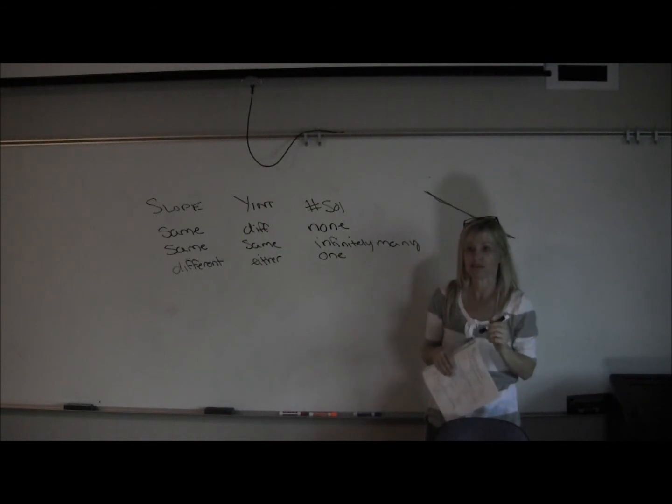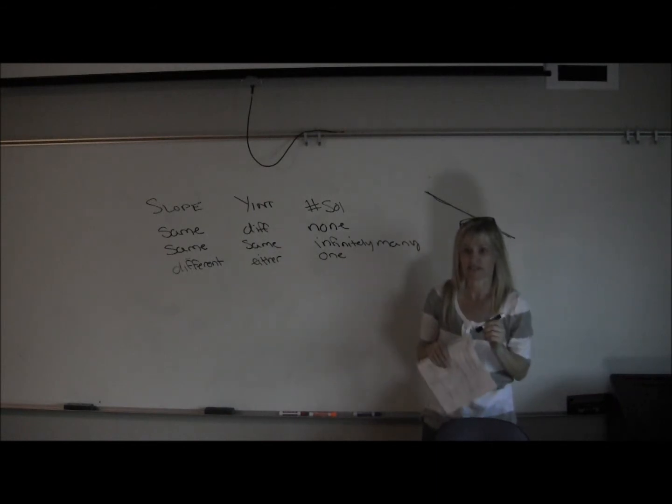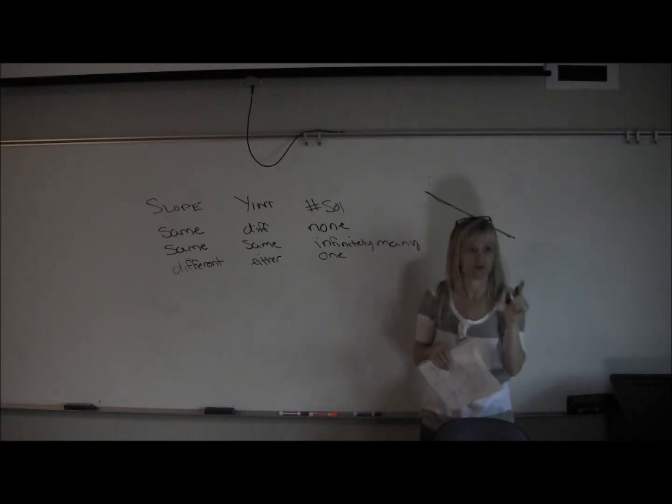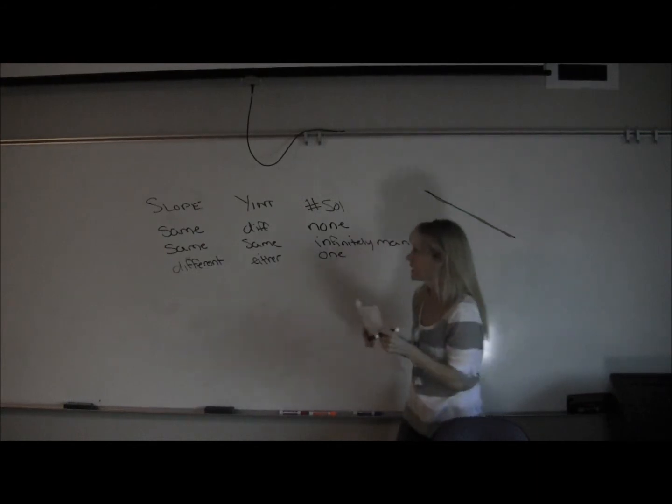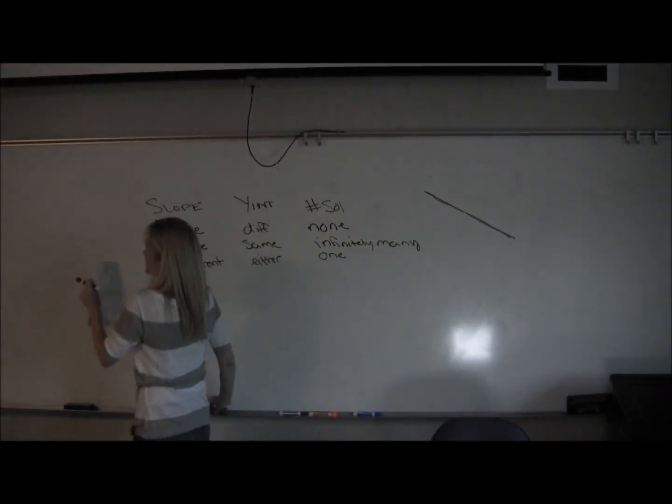Okay? So that means I don't even have to solve the system. I can put both lines in slope-intercept form, y equals mx plus b, look at the slope, look at the y-intercept, and know immediately what kind of lines I'm dealing with and how many solutions there are. And that's what we're going to do here. So let me leave that up there.